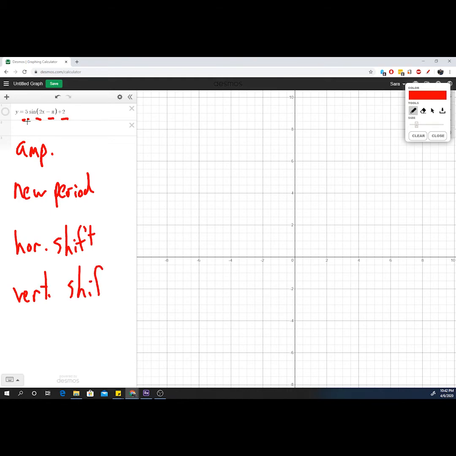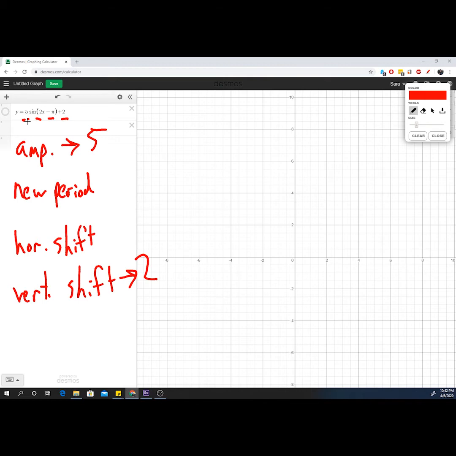Now, conveniently, your vertical items, in other words, the amplitude and the vertical shift, are very easy to spot right from your function. Your amplitude, remember, is the vertical stretch. It's the distance from the middle of the graph to the top of the graph, and that number is just the number out in front. And just as conveniently, your vertical shift is the number at the back of the graph, the number that's getting added or subtracted.